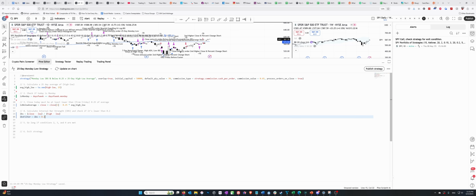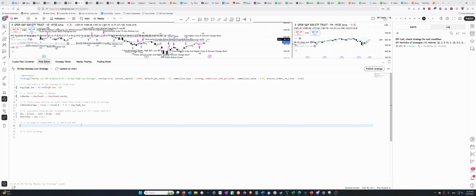And so if this is a little confusing for you, basically this is a calculation. This is checking a true or false. So this is equal to, is the day of the week Monday? And that's either yes or no, or true or false. This is equal to a calculation. This right here is a calculation. And then this is equal to, is the IBS calculation less than 0.2?